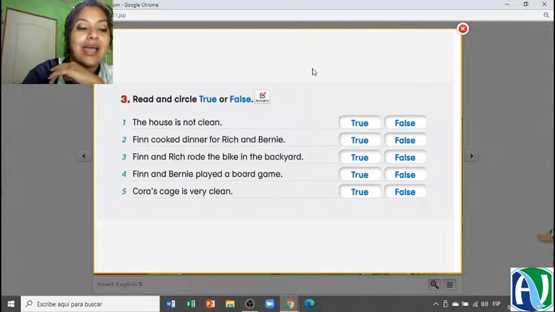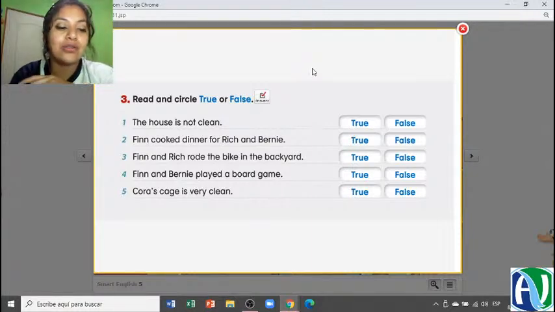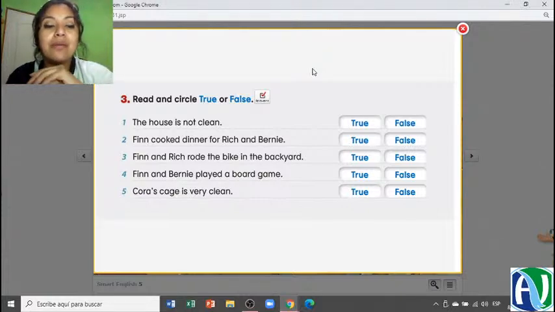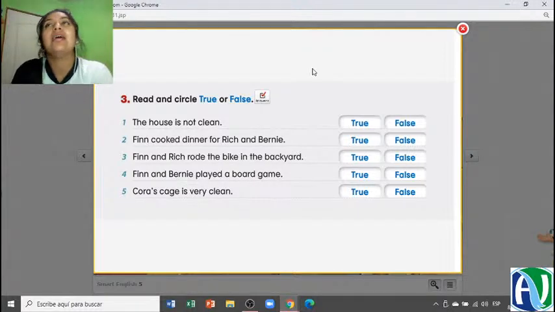I'm reading and it says true, false. Okay. Number 4. Finn and Bernie played a board game? Is that true or false? Not true, it says. Okay, and the last one says, Cora's cage is very clean. La jaula de Cora está muy limpia. Is that true or false?